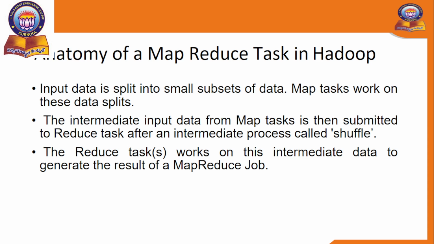Input data is split into small subsets of data. The map task works on these data splits. The intermediate data from the map task is submitted to the reduce task after an intermediate process called shuffle. The reduce task works on this intermediate data to generate the result of a MapReduce job. So this is the internal anatomy of a MapReduce task that is carried out in Hadoop. Now we will see one by one how this anatomy works.